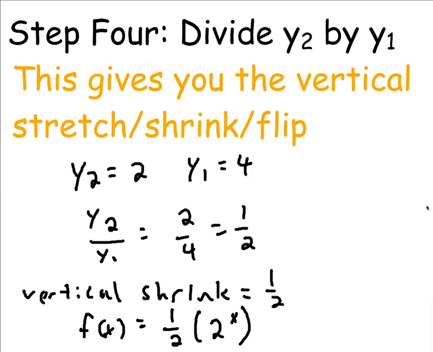Okay. Now what? Last step. Divide y2 by y1. This gives you the vertical stretch, shrink, flip. So just take your y2 value and divide by y1. Now again, it's opposite. If you're finding b for horizontal stretch, shrink, flip, you do x1 over x2. But when it's vertical, you do y2 over y1. So just remember that. This will give you the vertical stretch, shrink, flip.